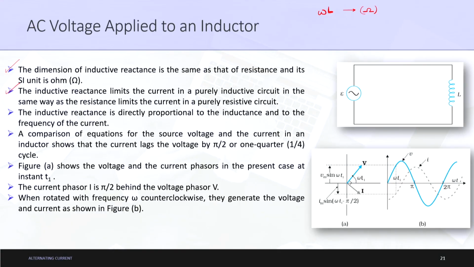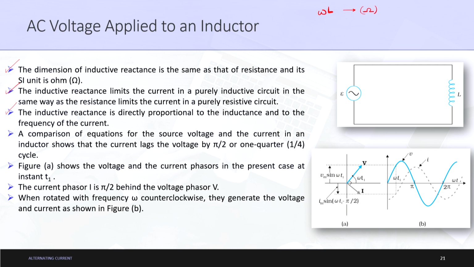So, basically this concept of inductive reactance is trying to limit the amount of current passing in the circuit. Okay. So, the inductive reactance limits the current in a purely inductive circuit in the same way as the resistance limits the current in a purely resistive circuit. Okay. Please remember, when we are trying to understand this concept, we are assuming that only an inductor is installed apart from the EMF being produced. There are no internal resistances. Okay. We are putting everything into an ideal case scenario.